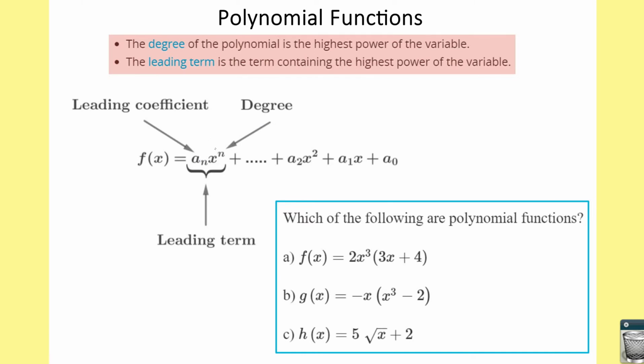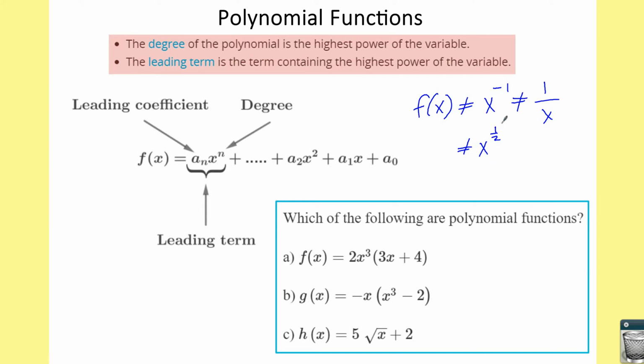You will not see a polynomial function that has x to a negative number. So that means it can't have 1 over x or anything like that. It also can't have, remember I said whole numbers, so it can't have fractions or decimals, that's what I meant. So you can't have x to the 1/2.